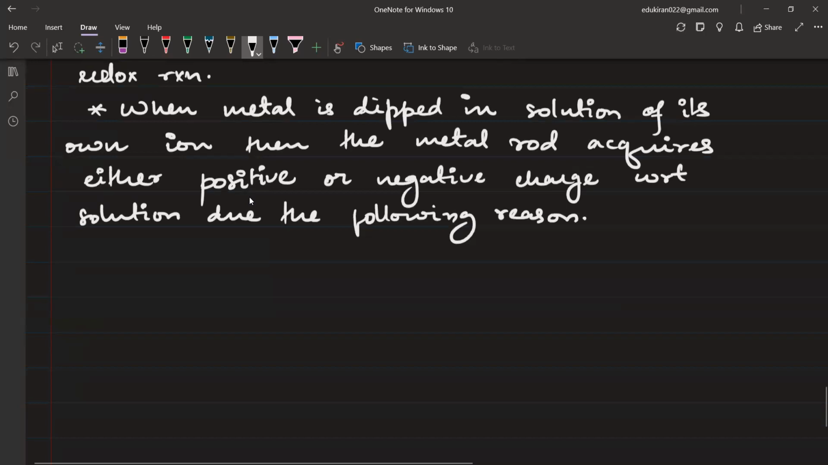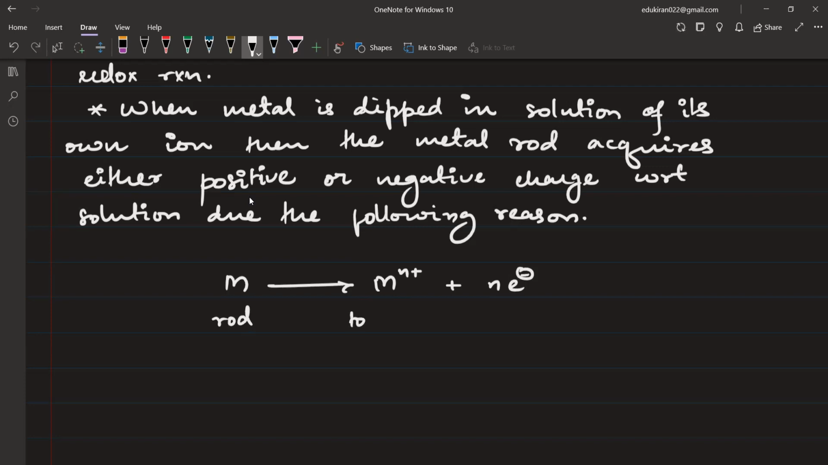Some metals have a tendency to lose electrons at room temperature: M becomes Mn+ and gives n electrons. So this is the rod, as we saw in the case of zinc, and this goes to solution, and this goes to rod. If we have something like this, then the rod is going to acquire a negative charge, right? This is known as the tendency of a metal atom to get converted into ion.